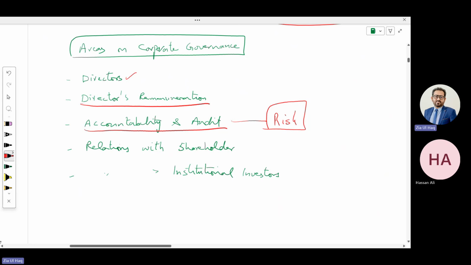What are the accountability and audit related codes? Directors should implement an internal control system in the company.